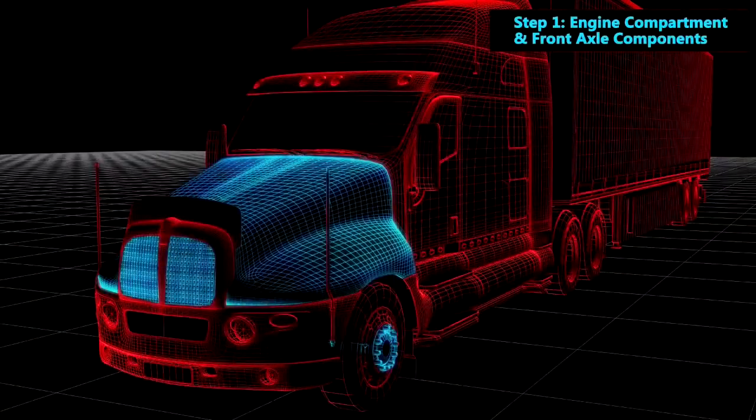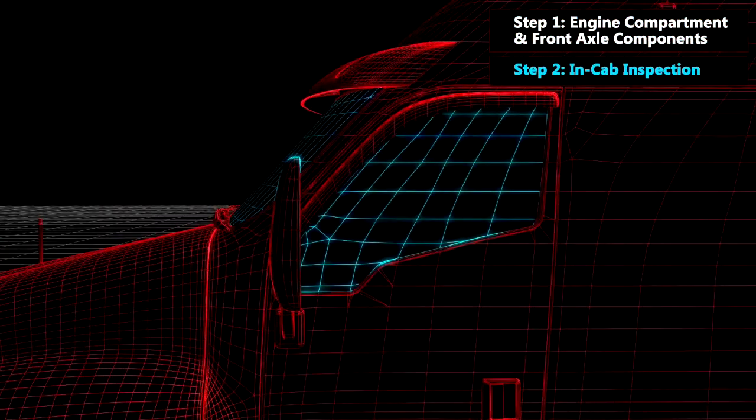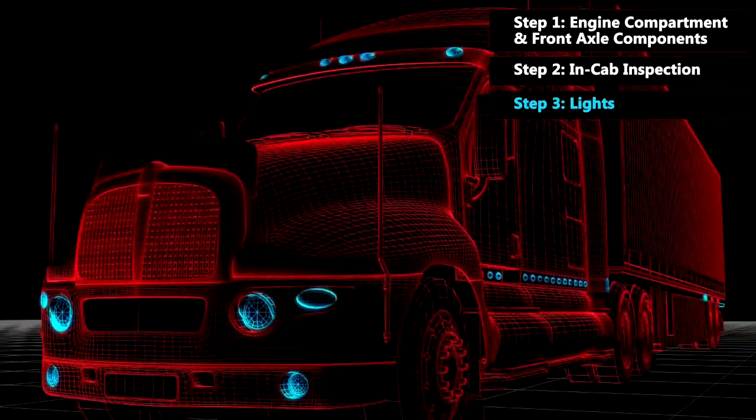Pre-trip inspection covers the entire vehicle with a 5-step process that takes you around your tractor trailer in a logical order. You'll start in the front for Step 1, where you'll inspect the engine compartment and front axle components. Step 2 is the in-cab inspection, and in Step 3, you'll check the lights.